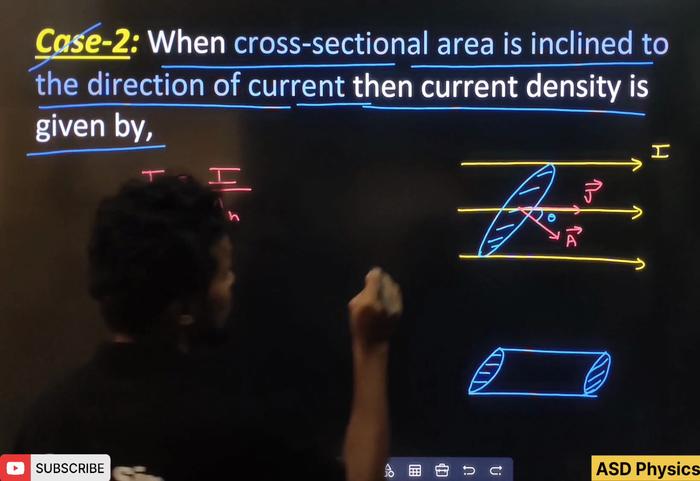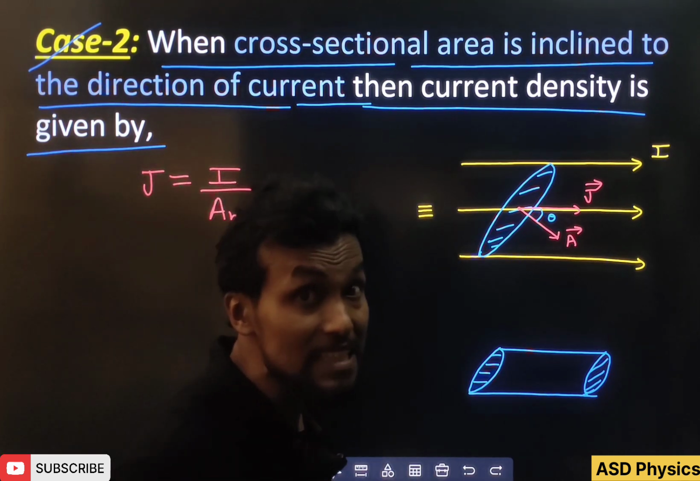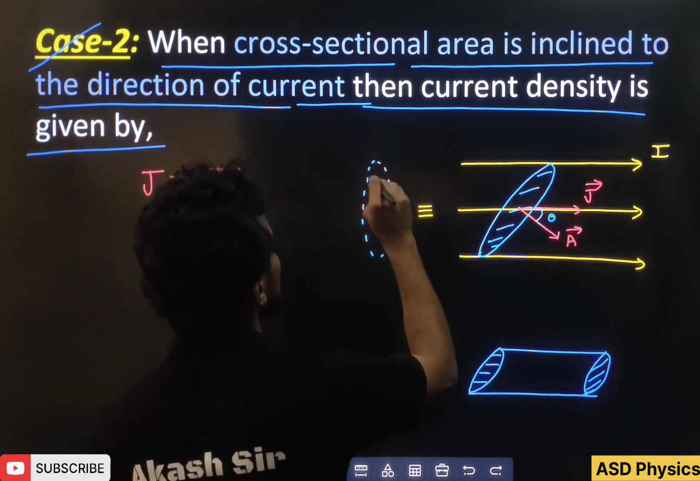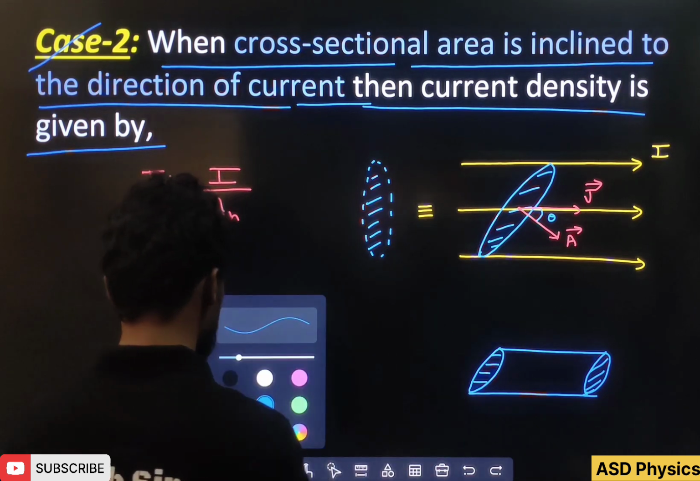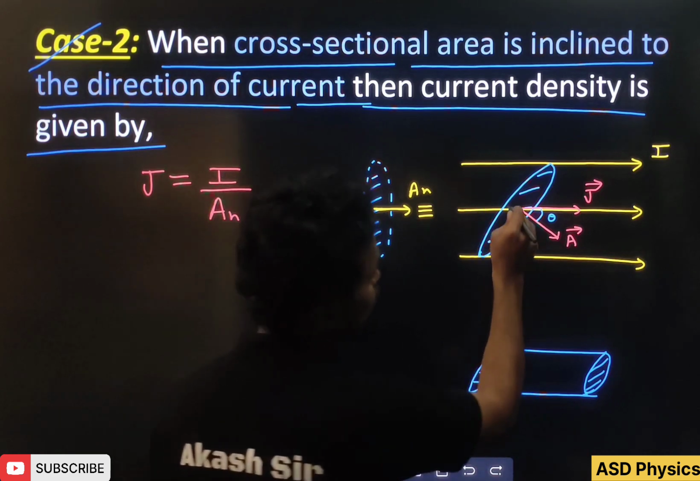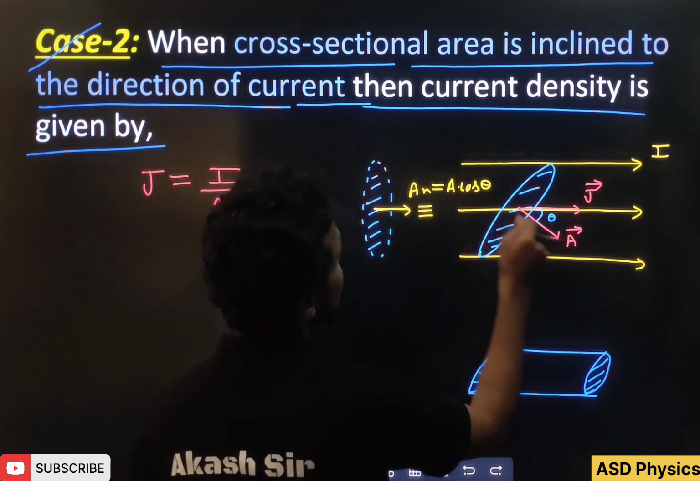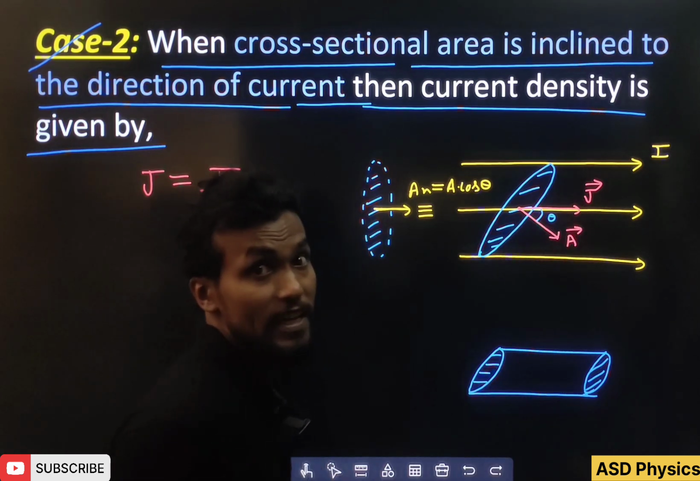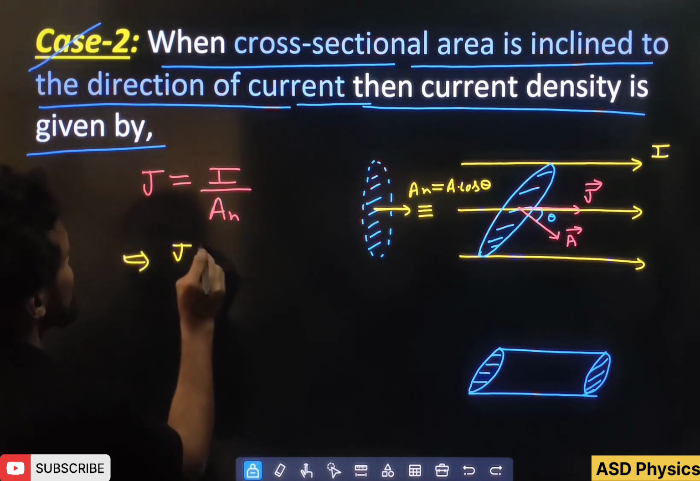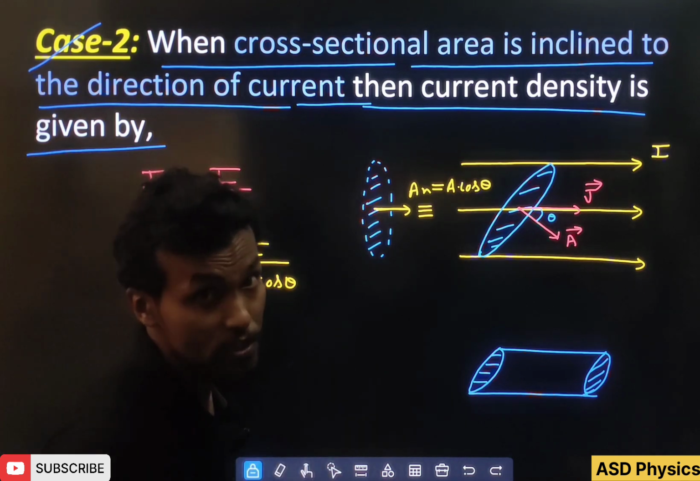Just let me draw in somewhat more detail. If I find the projection of this area perpendicular to the current, this projection of area is represented by A_N. This side is A, so the projection along the horizontal direction is A cos theta, since this side A makes angle theta. So we can write J equal to I by A cos theta. This is just the perpendicular projection of the area.